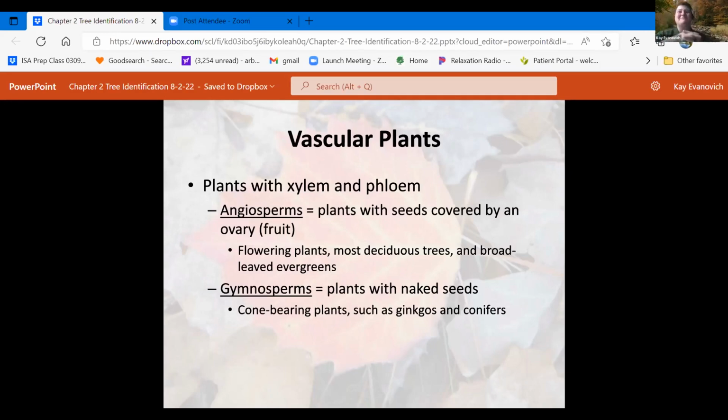So gymnosperms have naked seeds. They're cone-bearing plants, right? They're not encapsulated in a fruit or nut, right? It's got a cone like a ginkgo and a conifer. Those are gymnosperms. So just remember that difference. What's the difference between the angiosperm and the gymnosperm, right? Those may come up on a test. You never know.